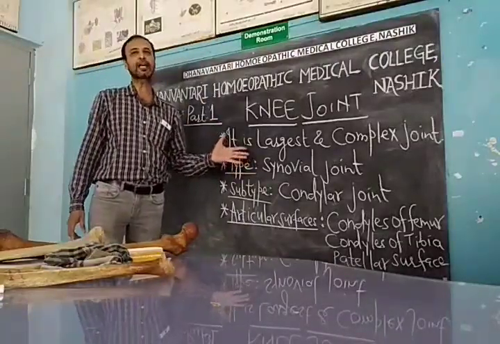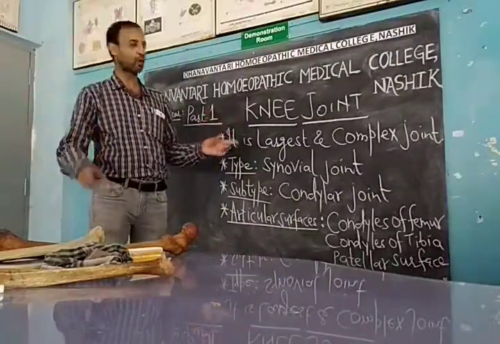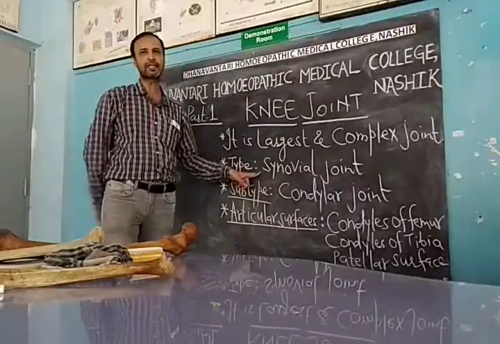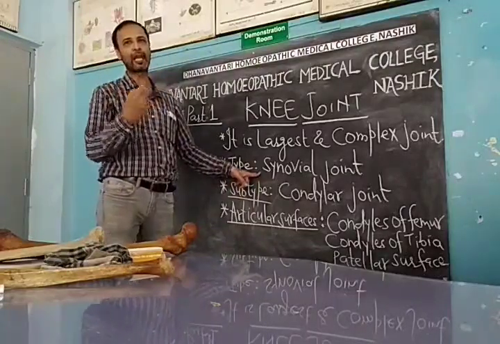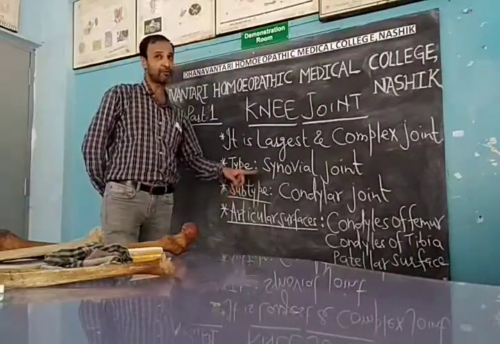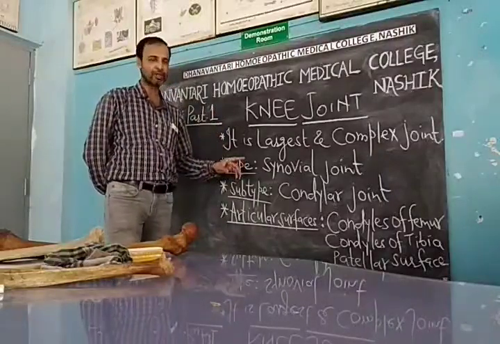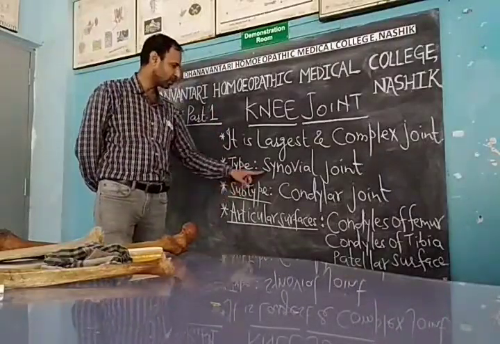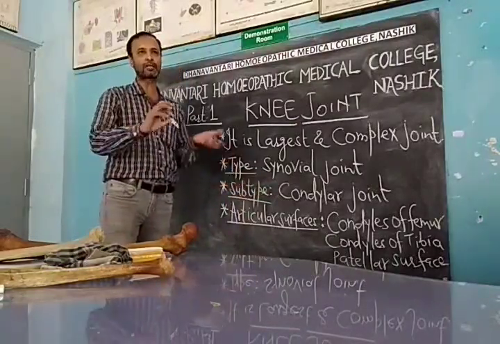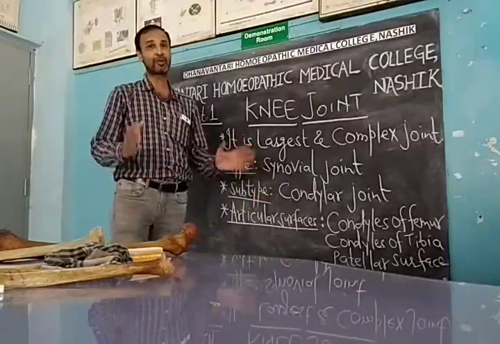Now, next we'll see the type. It is a synovial joint. Like in general anatomy, where we saw the classification of joints, according to that the knee joint is a synovial joint because it is lined by the synovial membrane and contains synovial fluid. It is of course freely mobile, with movements such as flexion, extension, and medial and lateral rotation. Second, the subtype: it is a condylar joint, because the condyles of the femur and the condyles of the tibia are articulating.